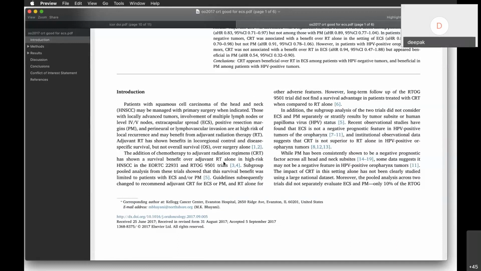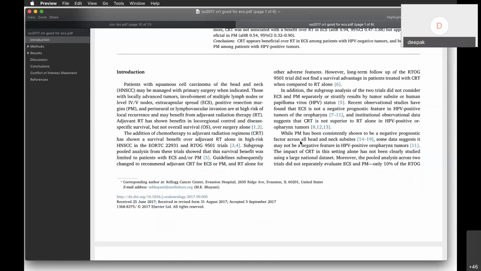And they have mentioned the two trials, the EORTC 22931 and the RTOG 9501, which we had discussed last time. Both those trials had taken different adverse pathological features, and they had come to a conclusion that chemotherapy added to radiation has a benefit. And then we looked at the combined analysis of those two papers where only ECS and positive margins were beneficial. And they also go on to explain why the trials haven't been comprehensive, where new observational studies have shown oropharynx behaves differently from oral cavity tumors, and maybe we cannot apply the same findings from the trial data to patients who have oropharyngeal carcinoma.